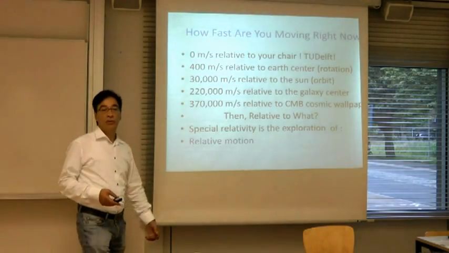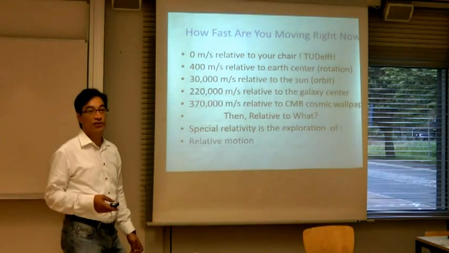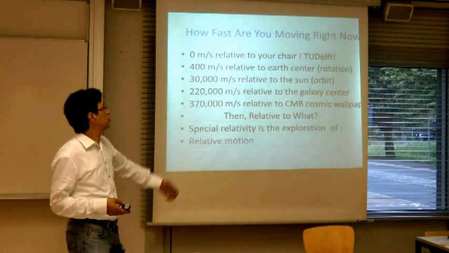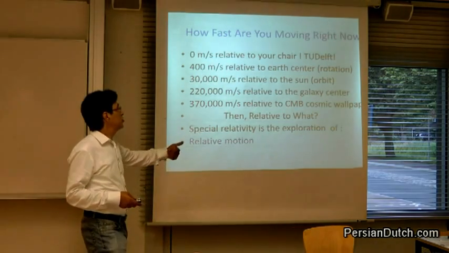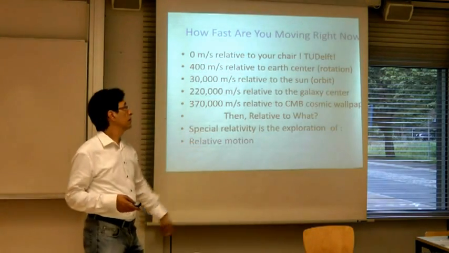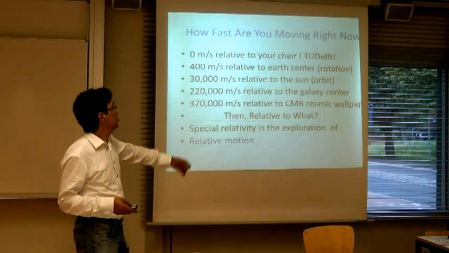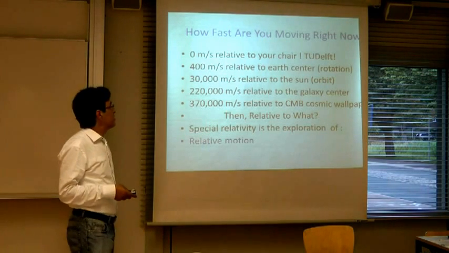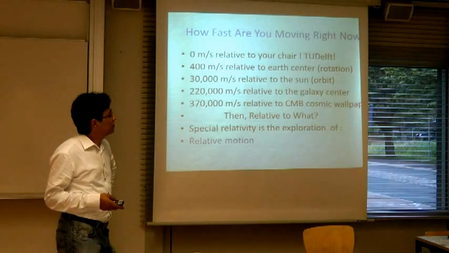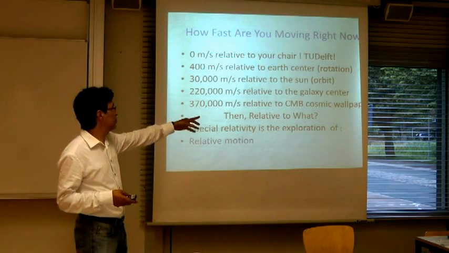Okay. The first question is, how fast are you moving right now on your chair? 0 meters per second relative to your chair. 400 meters per second relative to the Earth's center, from the rotation of the Earth around itself. 30,000 meters per second relative to the Sun, the orbital movement of Earth around the Sun. 220,000 meters per second relative to the galaxy center, and 370,000 meters per second relative to the CMB, the cosmic wallpaper. I think you know all the others except the last one.